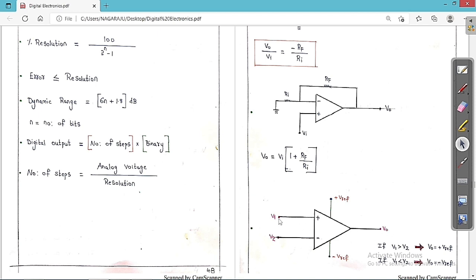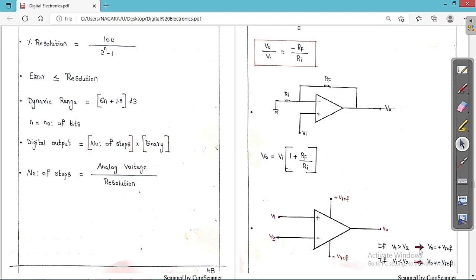Whenever V1 is greater than V2, we are going to get V0 equal to plus V reference. If V2 is greater than V1, then we are going to get V0 equal to minus V reference, or if V1 is less than V2, then we are going to get V0 equal to minus V reference.